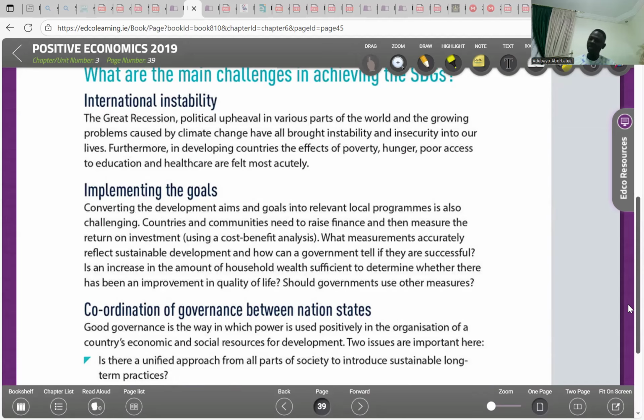Yeah. The third one, coordination of governance between nation states. Governments of different countries have different approaches to sustainability. Nigeria is a country, Libya is a country. They have different governments. They have different governance, different ways of governing. So their approach will be different. They don't have the same population. They don't have the same resources. I want them to do the same thing. It is not possible. So different governments have different approaches when it comes to sustainable development goals.